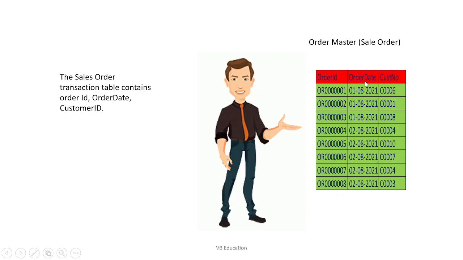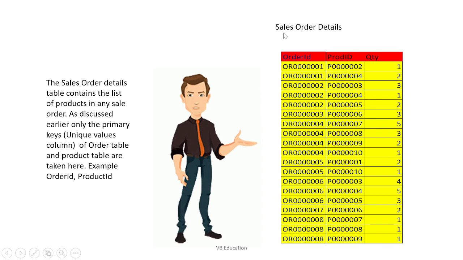But how do I find the customer name here? There is no way I can find the customer name. And what products the customer has ordered, that also we don't know. The products which the customer has ordered are in the sale order details. So here I have mapped the order ID, product ID, and the quantity. The sale order details table contains the list of products in a sale order.